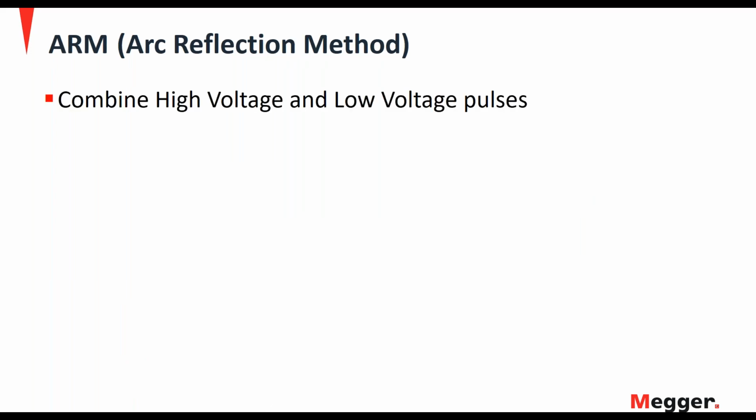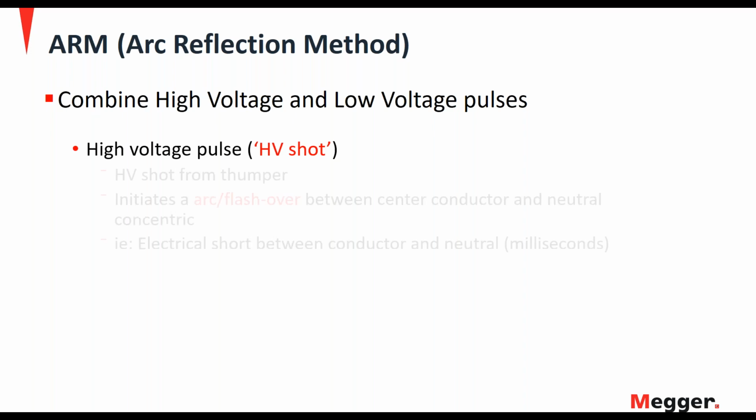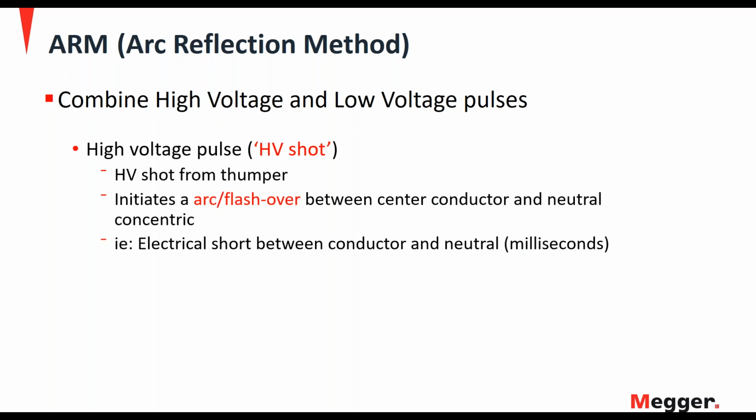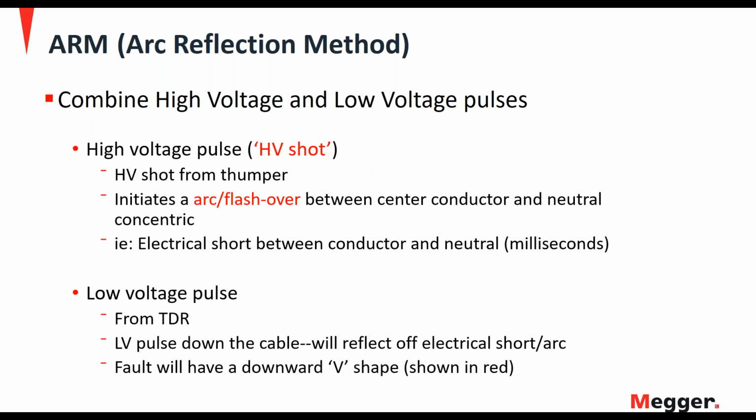What we have to do to see the fault is combine a high voltage pulse and a low voltage pulse. The high voltage pulse, the high voltage shot as I usually refer to it, is coming from the thumper. We're going to charge up the capacitor. It's going to initiate an arc or flash between the center conductor and the concentric neutral. That flash, that arc, for a few milliseconds, is an electrical short. And the radar will produce a low voltage pulse, and that low voltage pulse will reflect off of that temporary short, that electrical short that we created with the thumper.